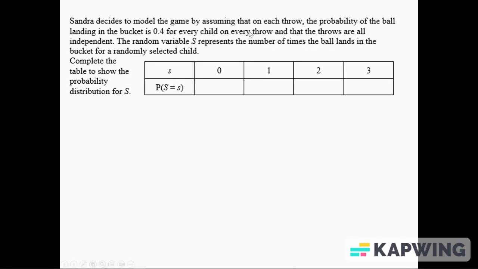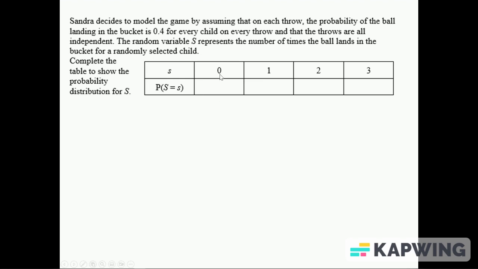Right, Sandra decides to model the game by assuming that on each throw, the probability of the ball landing in the bucket is 0.4 for every child on every throw, and the throws are all independent. The random variable S represents the number of times the ball lands in the bucket for a randomly selected child. Right, so complete the probability distribution for S.